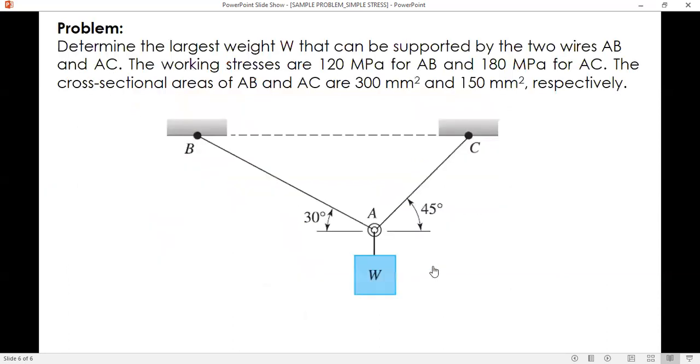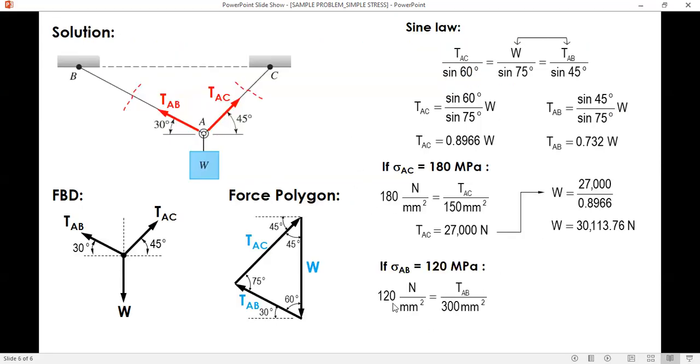Now, let's try EB. Okay, the stress of EB is 120 and the cross-sectional area is 300. 120 and area of 300, TEB is 36,000. And the next is we will substitute this value to this expression. So 36,000 divided by 0.732. We have another value of W.